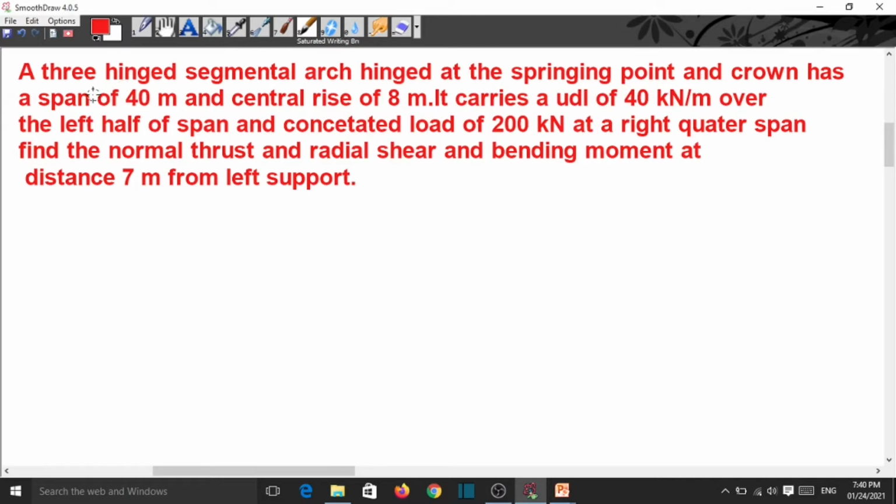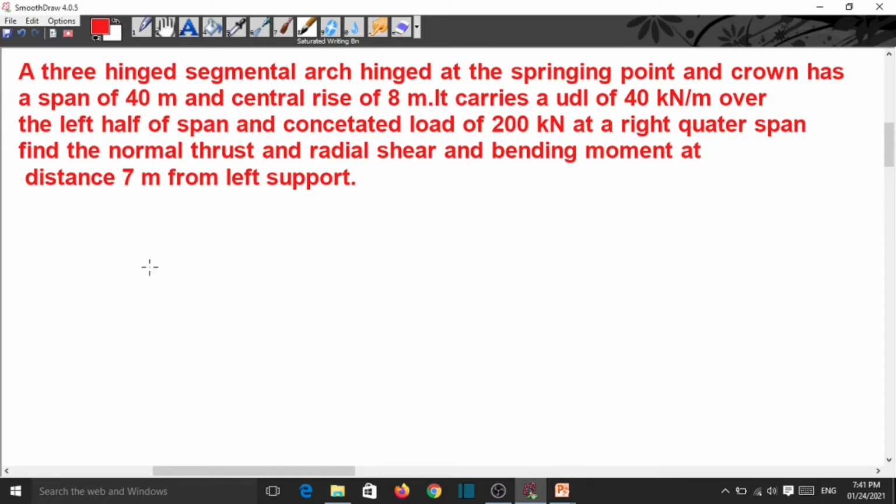Now this is a numerical. A 3-hinged segmental arch, hinged at the springing points and the crown, has a span of 40 meter and a central rise of 8 meter. It carries a UDL of 40 kN per meter over the left half of the span and a concentrated load of 200 kN at the right quarter span. Find the normal thrust, radial shear and bending moment at a distance of 7 meter from the left support.